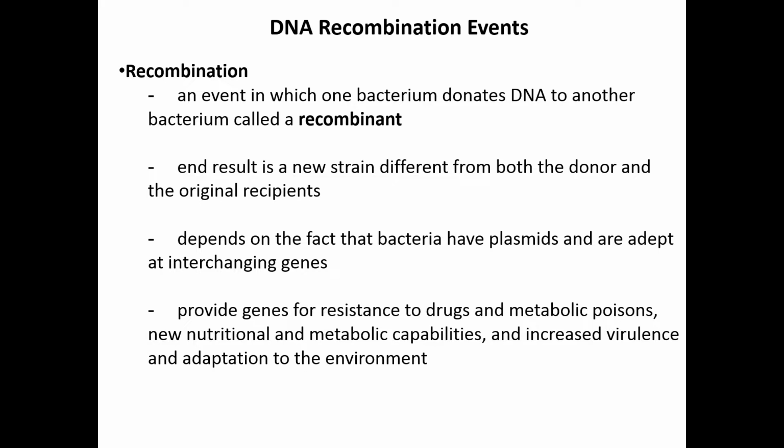Usually this involves things like plasmids. Plasmids can be interchanged between bacterial cells. In this case, your plasmids are encoding for things like resistance to drugs and antibiotics, and different types of disinfectants.